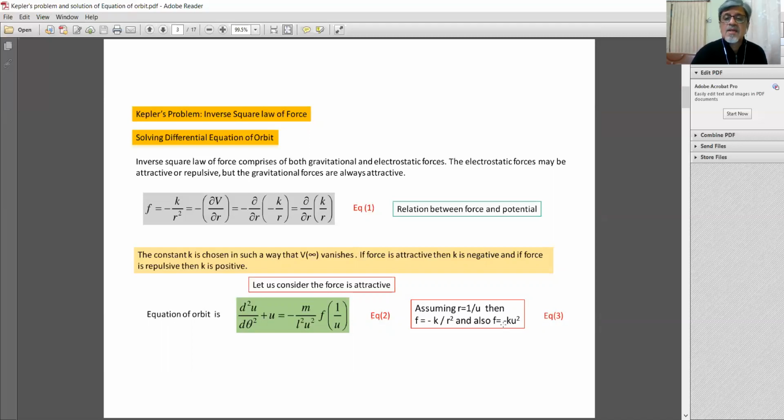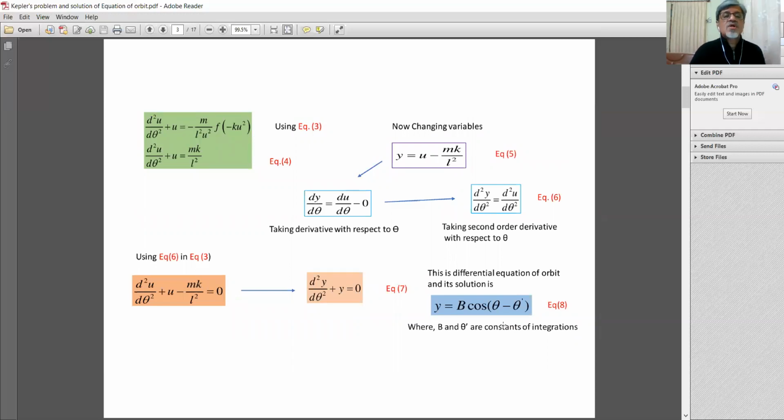Now let us come to another slide, concentrating on the differential equation of orbit. It is d2u by d theta square plus u is equal to minus m divided by L square u square times the force, minus k u square. So u square is cancelled out, and if you simplify, it is d2u by d theta square plus u equal to mk divided by L square. And we name it as equation number 4.